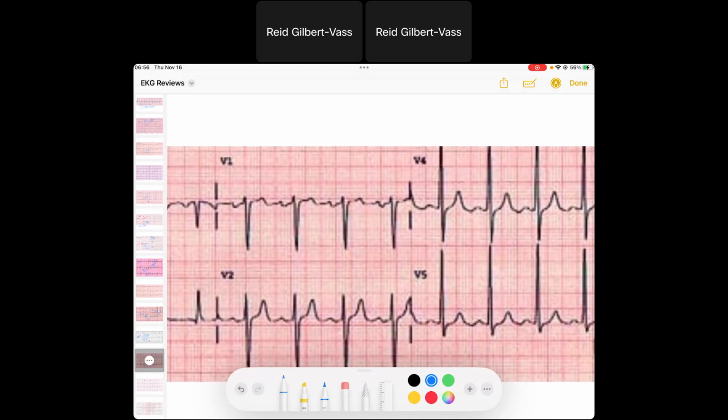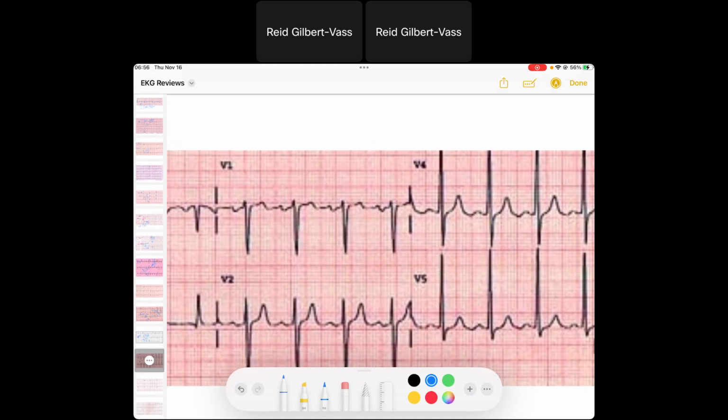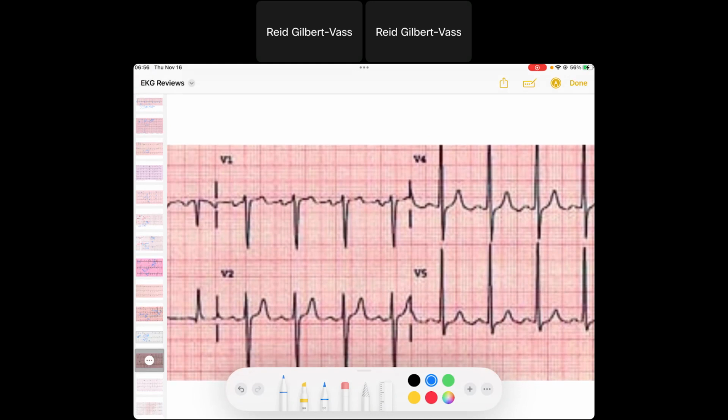So here's an example where they just zoomed us into V1 through V5. And if you want to see here, we've probably got some hypertrophy. If we measure the R wave in V5, we've got 5, 10, 15, 20, 25. And the S wave in V1 is 5, 10, 15. So this is actually the same EKG we just looked at. 40 millimeters.